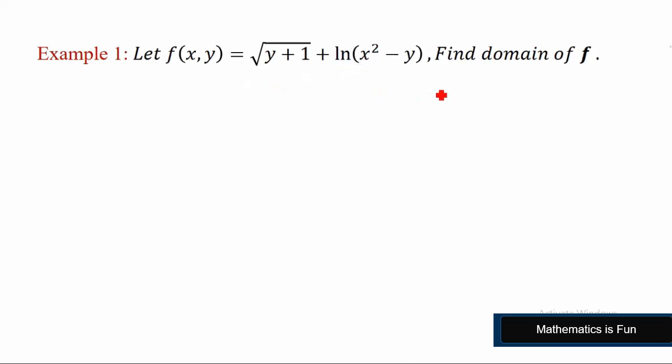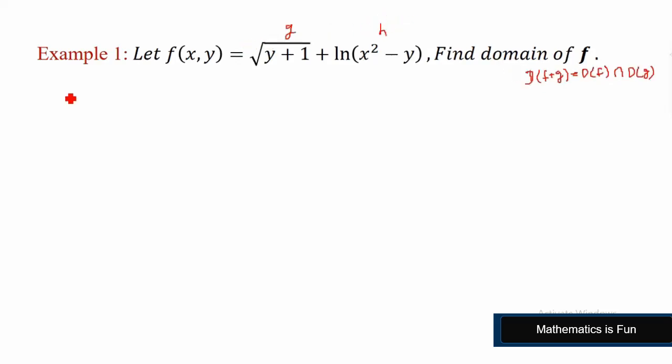So if I recall the domain of such functions, the domain of f plus g is equal to the domain of f intersection the domain of g. So here we have two functions. Let's suppose this function is g and this function is h. The intersection of domains of these two functions would be the domain of f. Let's first find the domain for g.